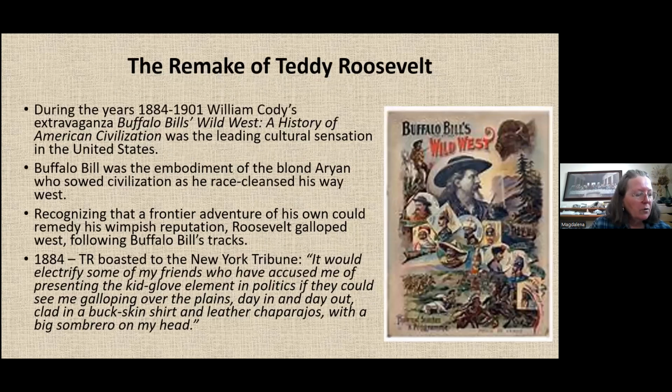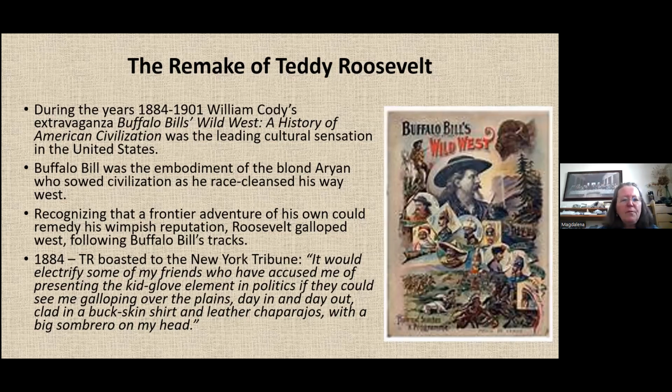So, okay, during the years 1884 to 1901, there was a big show on the road, William Cody's Buffalo Bill's Wild West, A History of American Civilization, which traveled from city to city. Okay, it was a leading cultural sensation in the United States. And Buffalo Bill was the embodiment of the blonde Aryan who sought civilization as he race-cleansed his way west. Recognizing that a frontier adventure of his own could remedy his wimpish reputation, Roosevelt galloped west, following Buffalo Bill's track.